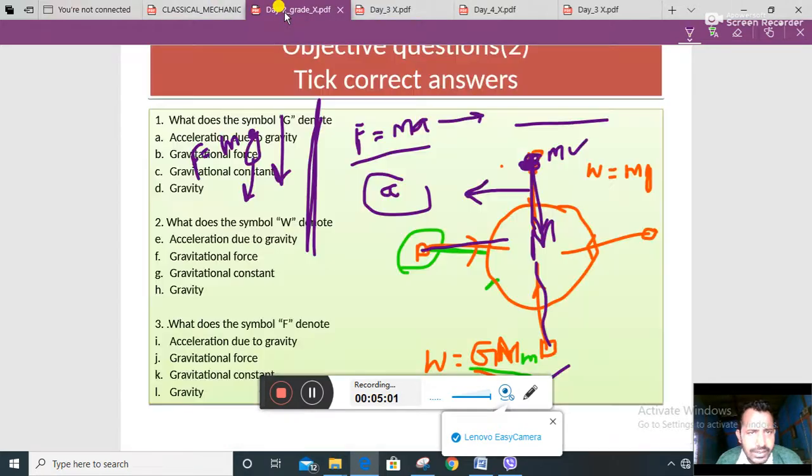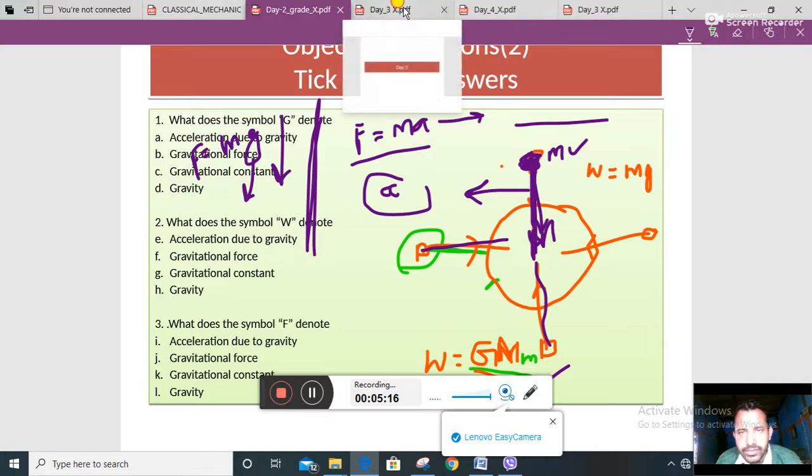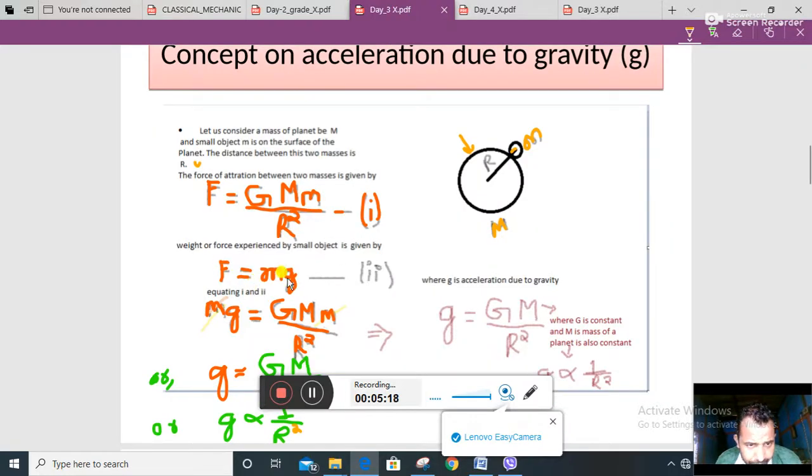From here it is clear that if an object is here and tries to fall down, what is its force? We say force equals mg. In the same way, weight equals force, which equals mg. Now go back here, F equals mg. We got two force equations, equation 1 and equation 2. Now let's equate equation 1 and equation 2.